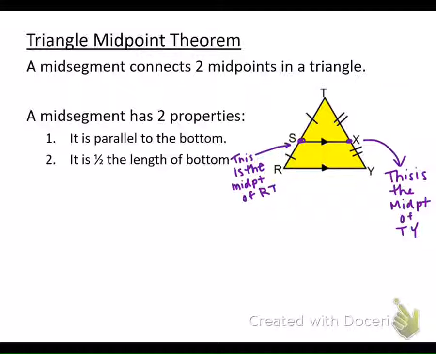We also know that the midsegment is parallel to the base. And if we call this length x, this length here is half x. So if the base is 10, then that means the midsegment is 5.